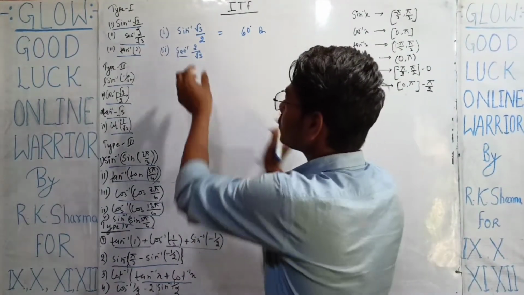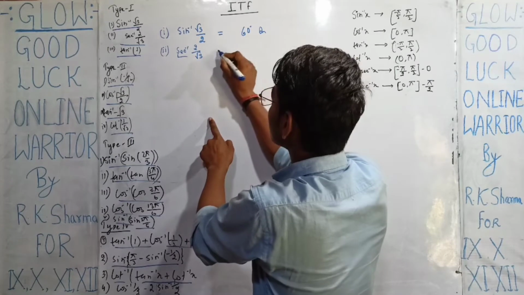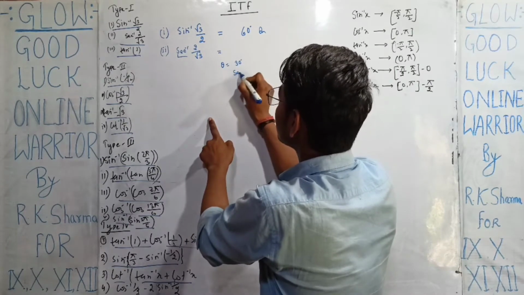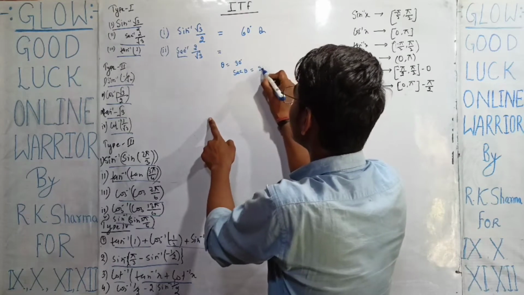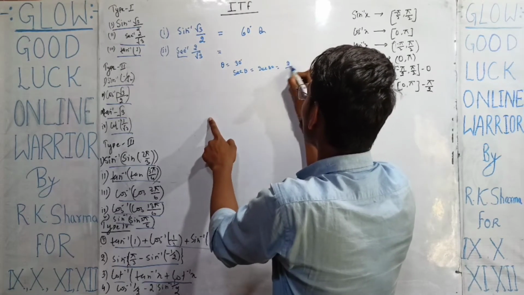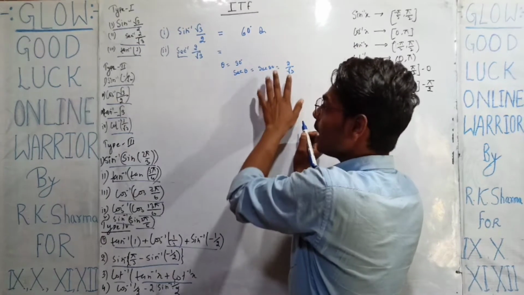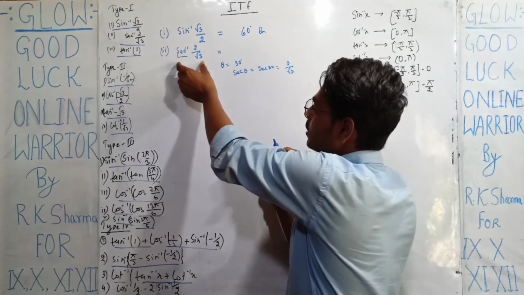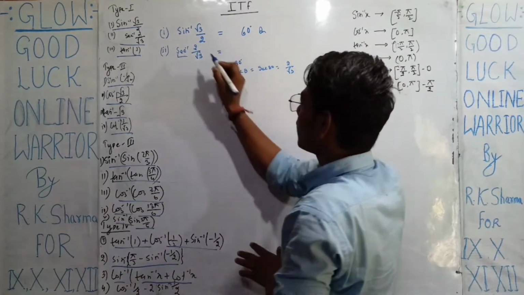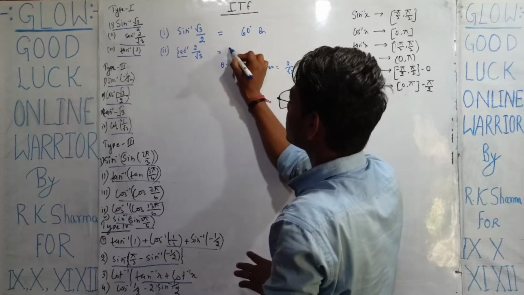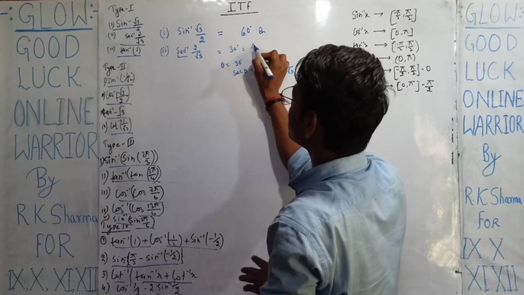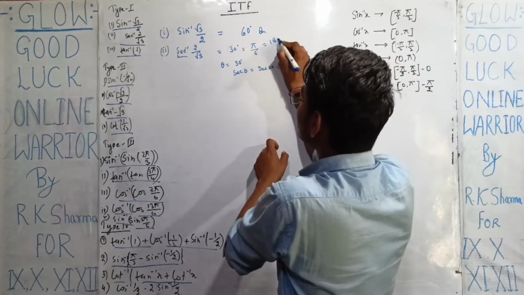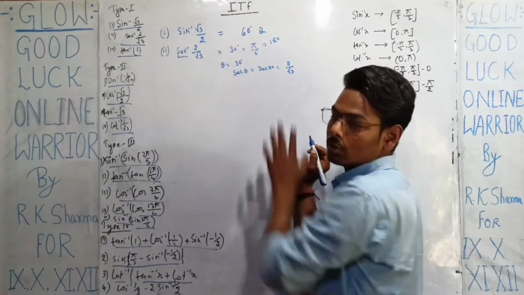Sec inverse, which value? We know that when theta is equal to 30 degrees, then sec theta, sec 30 degrees, is equal to 2 upon root 3. If you solve this question in your mind, then you can answer it, it is very easy. So what is the answer? It is 30 degrees. 30 degrees is also written as pi upon 6. Pi is known as 180 degrees. So 180 upon 6 is equal to 30.